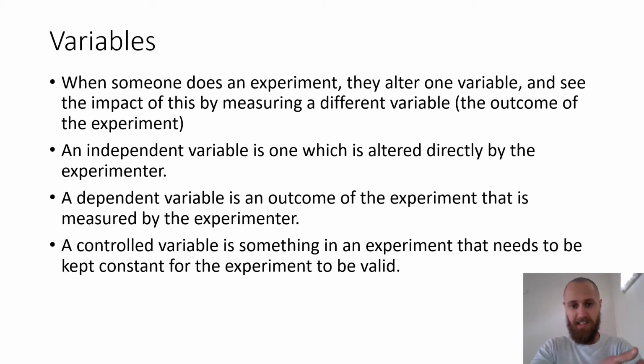Now, controlled variables require you to have a decent understanding of what's going on in the experiment. It's something that needs to be kept constant for the experiment to be valid. You don't want to go changing things that you don't want to change, otherwise that can impact on your results in ways that are going to mislead you about what your results are saying.